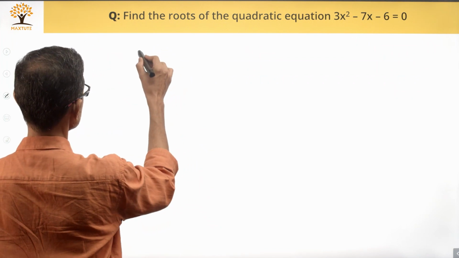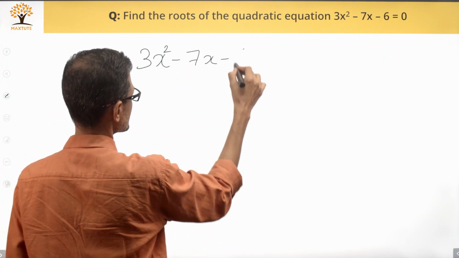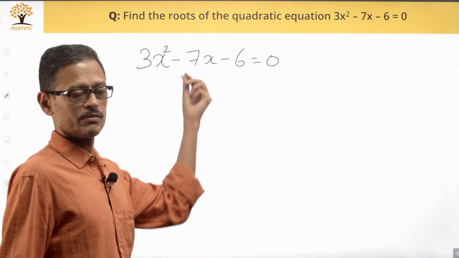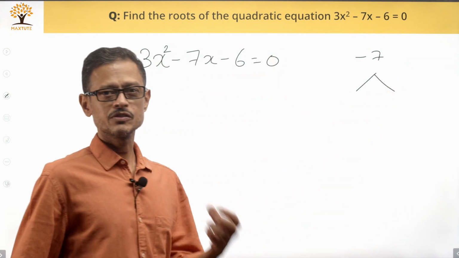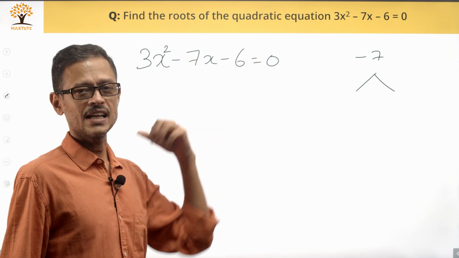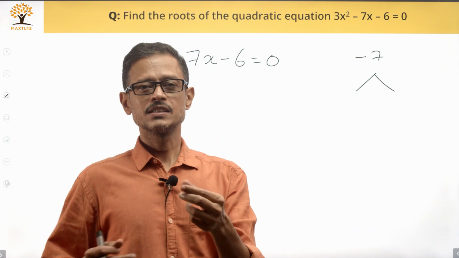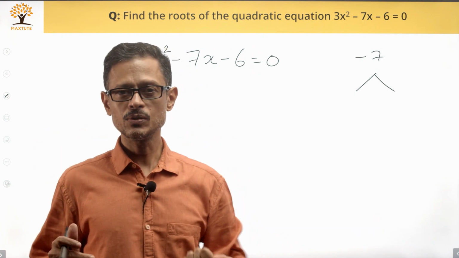The given quadratic equation is 3x square minus 7x minus 6 is equal to 0. We'll have to split this middle term, which is a minus 7, into two parts such that the product of those two parts is equal to the product of the first and the last term. Product of the first and the last term is minus 18. We need to write this minus 7 into two parts. The product of those two parts should be equal to minus 18. The sum should be equal to minus 7.